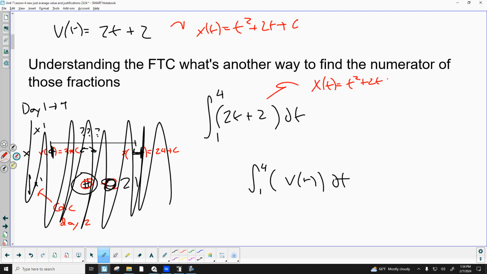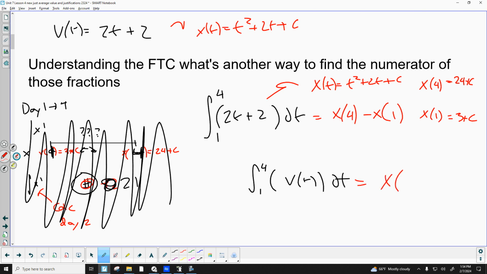Great, t squared plus 2t, and then we understand that you can find your final position, you could find your starting position, and what would you do with those two numbers? Subtract them, your ending subtracted by the beginning. Either way, you're going to get the right answer. So it's like I get 24 plus c. Here, if I plug in 1, I get 3 plus c. When you subtract them, you get what you're looking for.